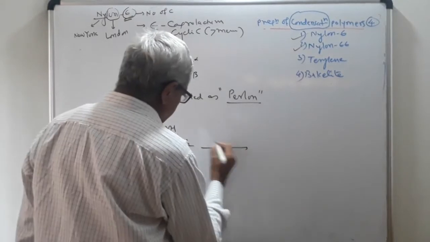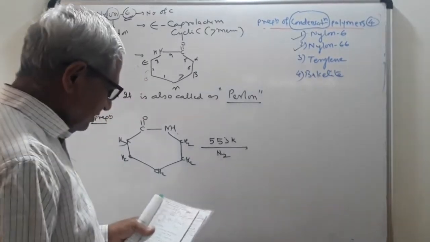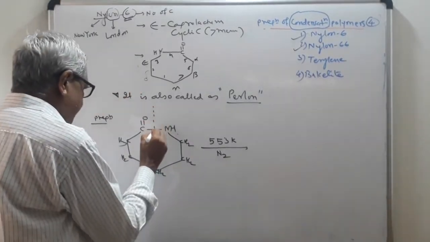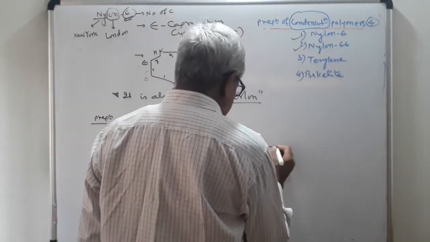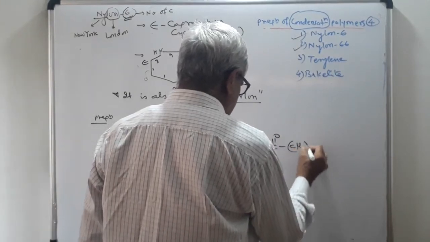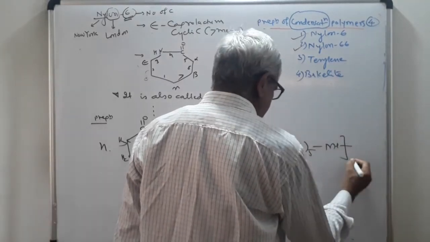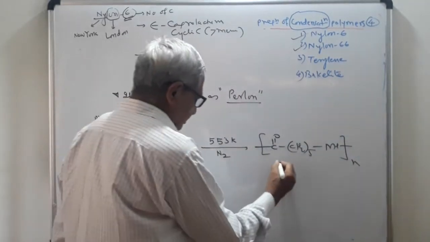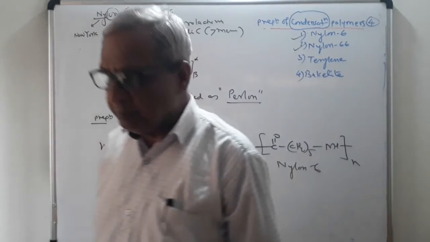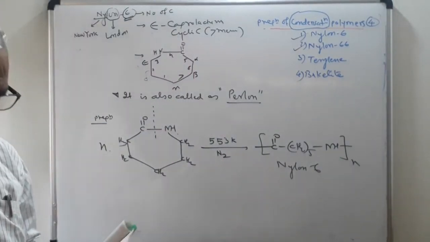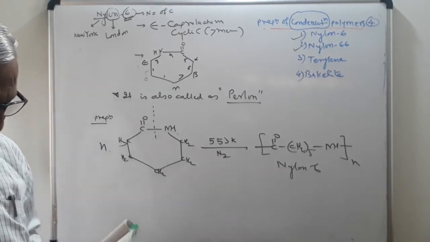When you heat this compound at 553 Kelvin in the presence of nitrogen gas, an inert medium, this bond will be broken here. A nucleophilic addition reaction will take place, and you will get the structure C double bond O, CH2 five times, NH, and this contains again n times here, and therefore it is Nylon 6. This is the formula for Nylon 6. It is a condensation polymer, a step growth polymer, a linear polyamide polymer. The monomer used is epsilon caprolactam.